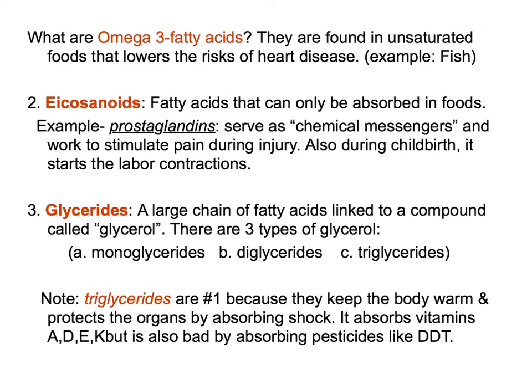Glycerides are large fatty acid chains linked to a compound called glycerol. And there are 3 types of glycerides: monoglycerides, diglycerides, and triglycerides. Triglycerides are number 1 because they keep the body warm and protect the organs by absorbing shock. They also help us absorb vitamins A, D, E, and K. But it can also be bad in that they can absorb pesticides like DDT.